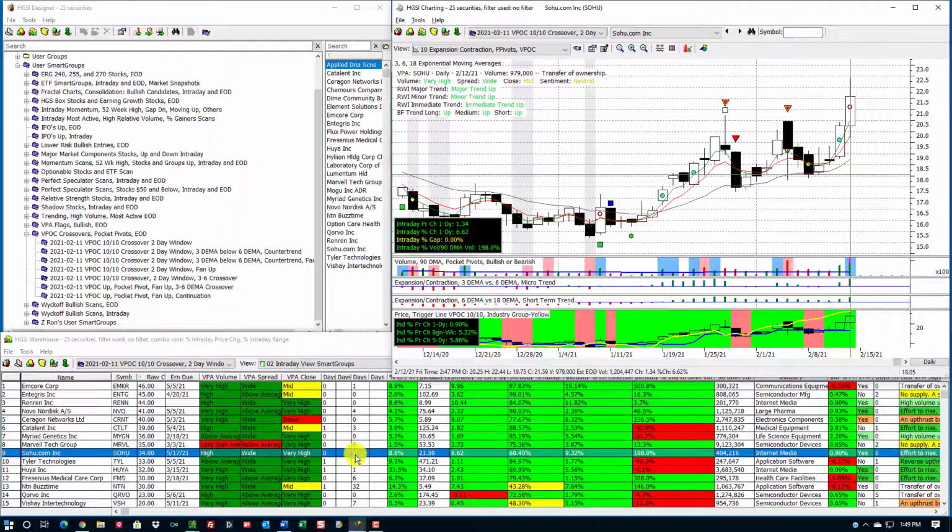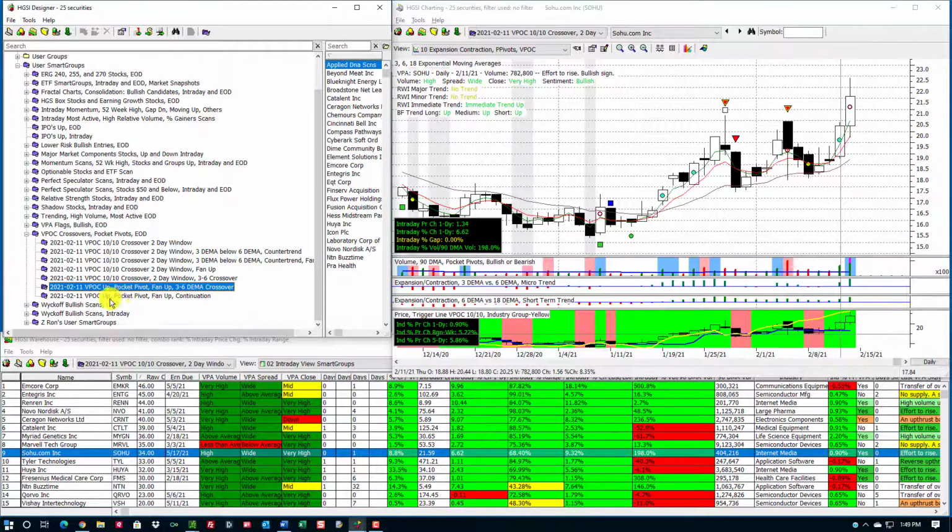You can see that the 3 crossed the 6 yesterday and the VPOC the day before. So here's the 3 crossing the 6, or the VPOC crossed here. Here's the 3 crossing the 6 on this day, and we're getting follow through again today.